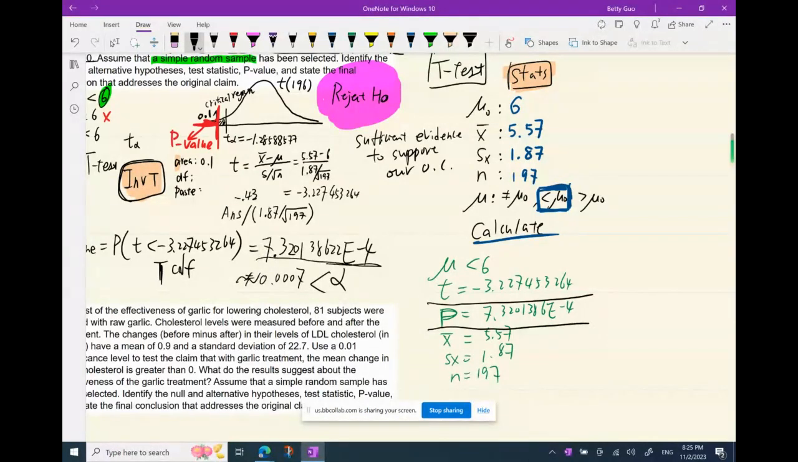This is our answer earlier. It's not actually manual, we also used the technique. It's the same, right? Yeah, it's exactly the same. And this test statistic right here, -3.227. Yeah, it's exactly the same. All right.